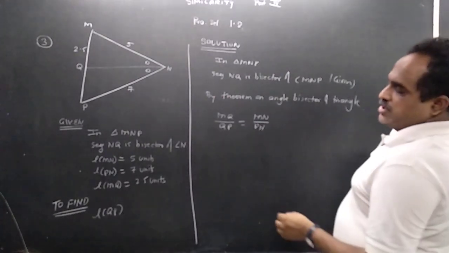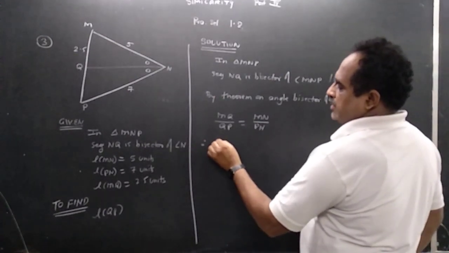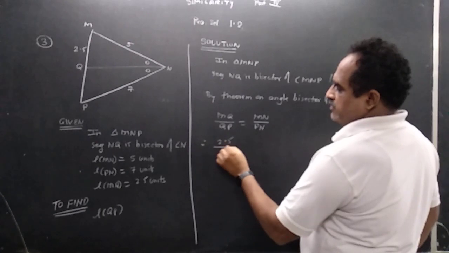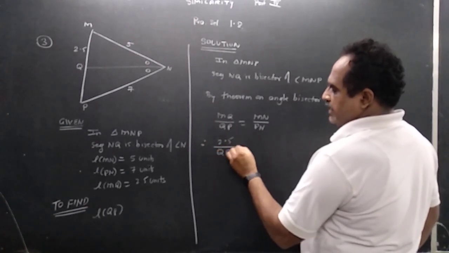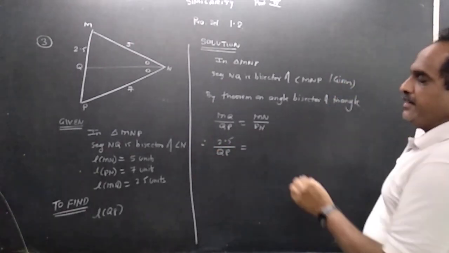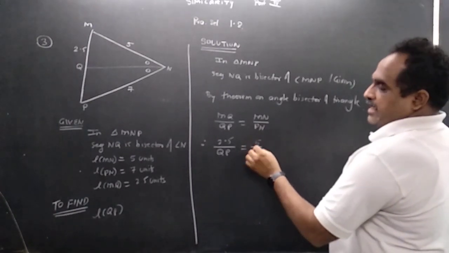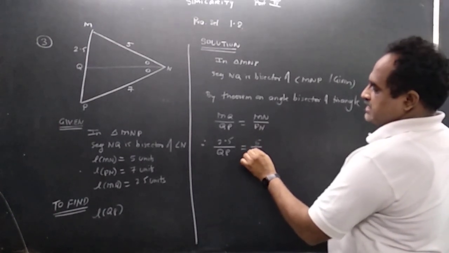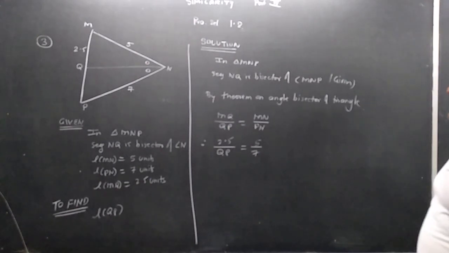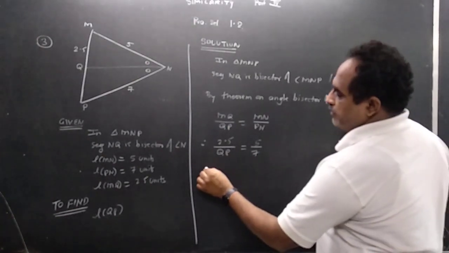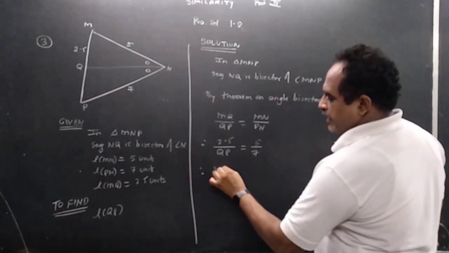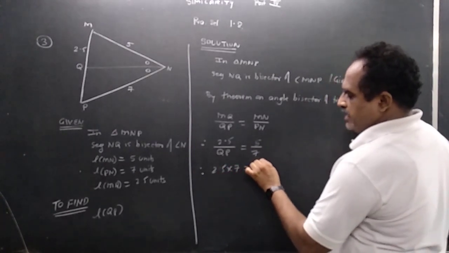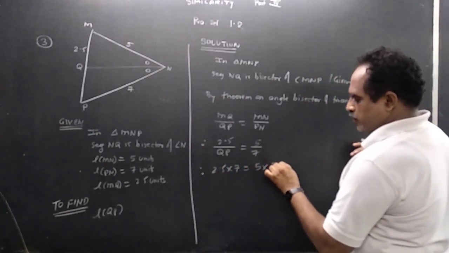What is the value of MQ? MQ they have given 2.5. QP we have to find out. MN is 5 and PN is 7. In such cases we are going to divide. Now I am going to cross multiply. 2.5 into 7 is equal to 5 into QP.